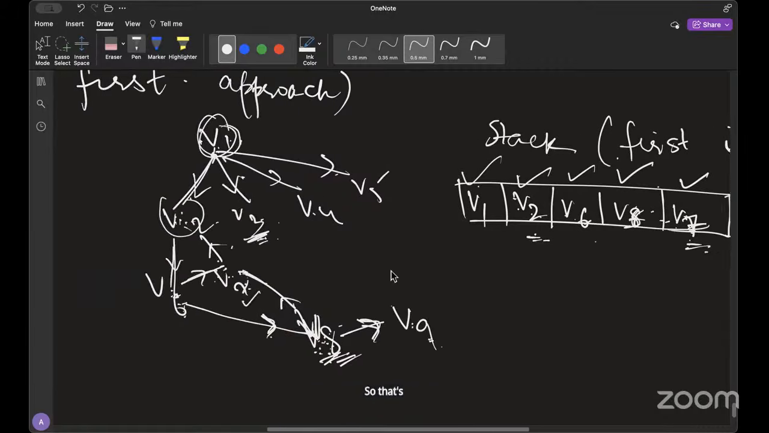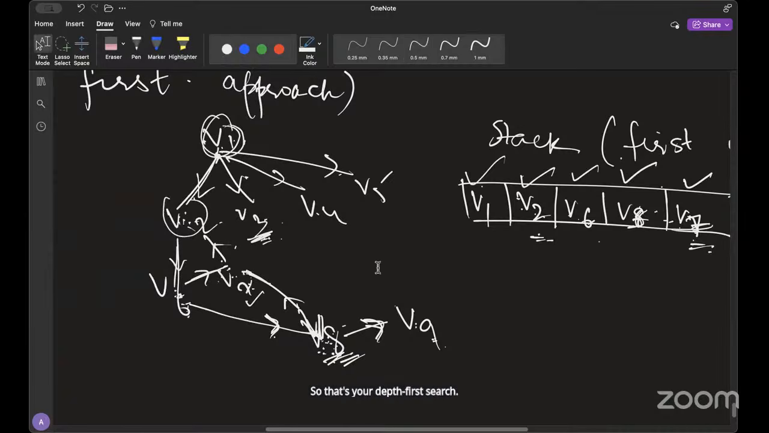So that's your depth first search. Is this clear to all? Yes, ma'am. Okay.